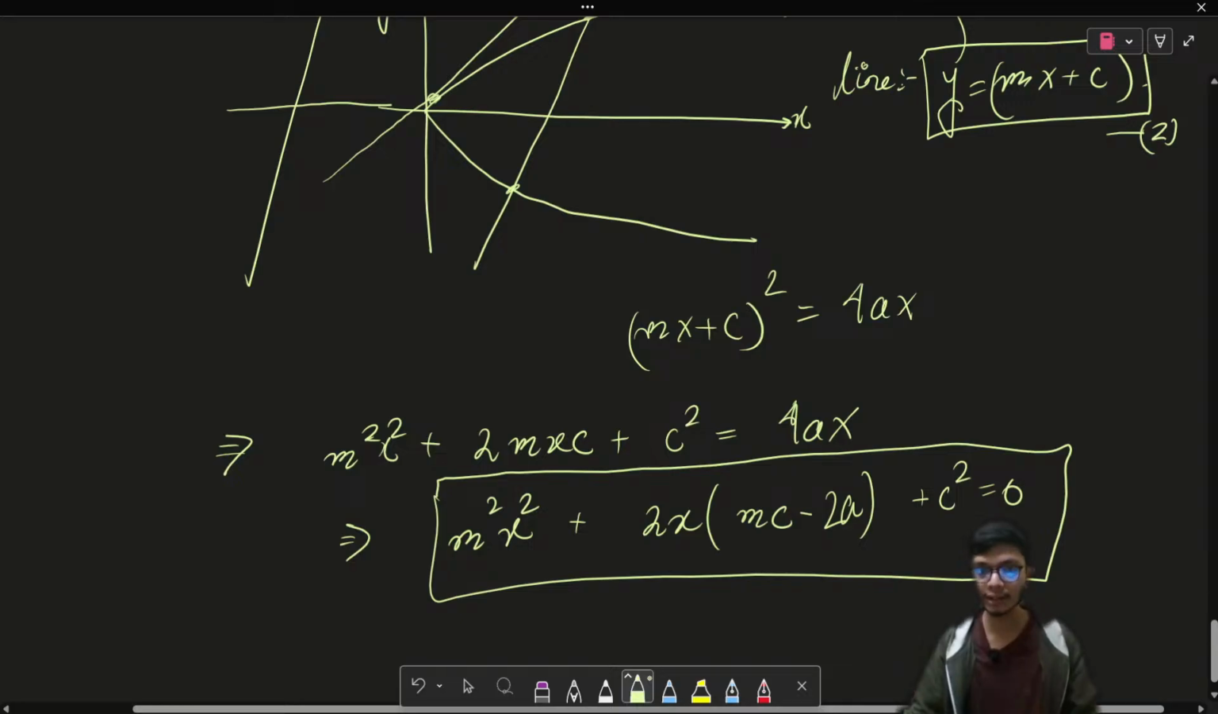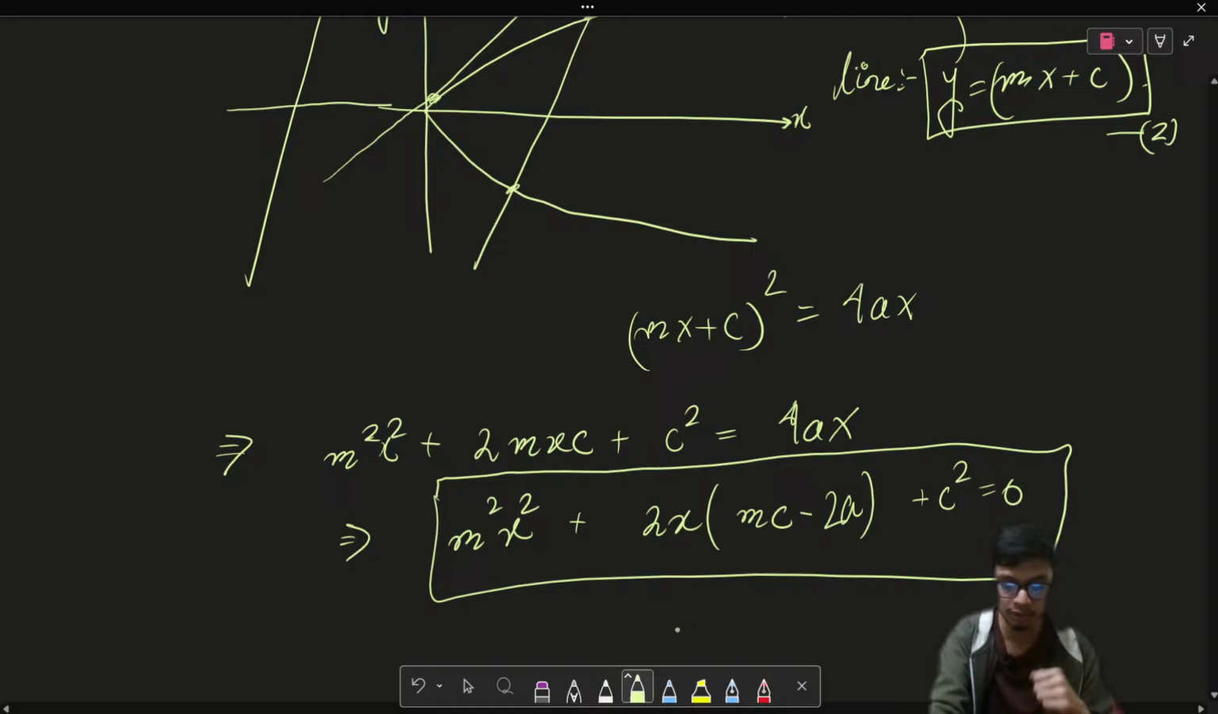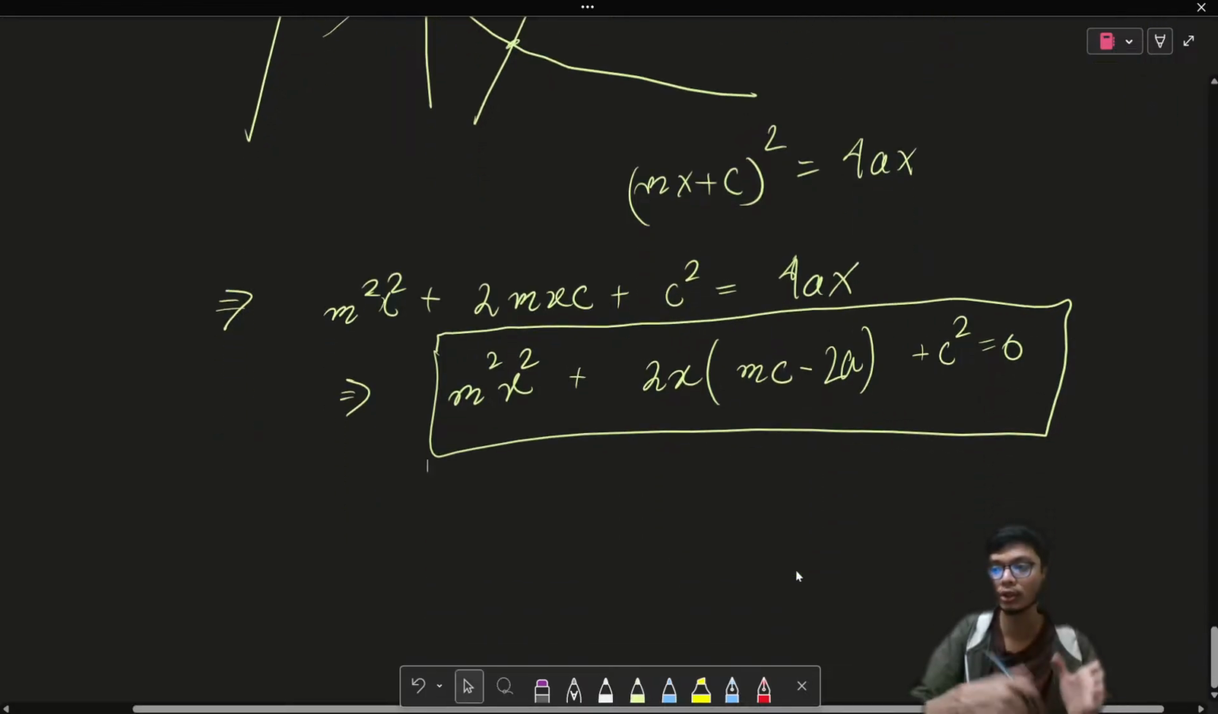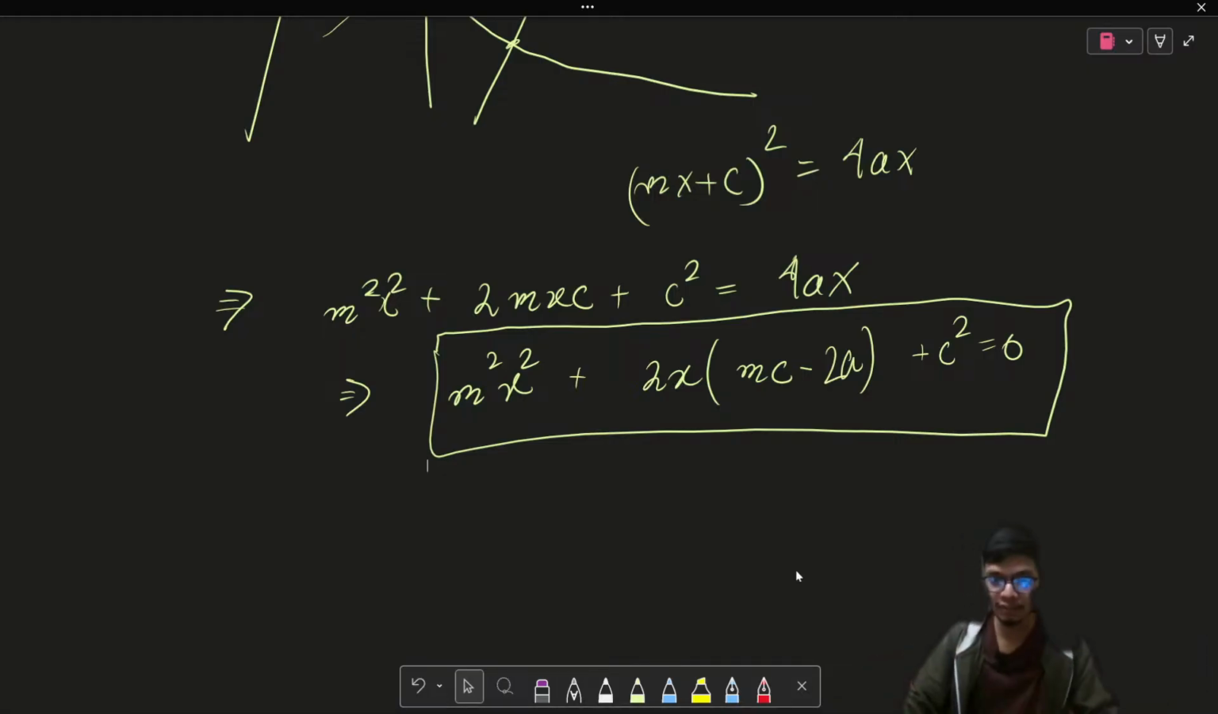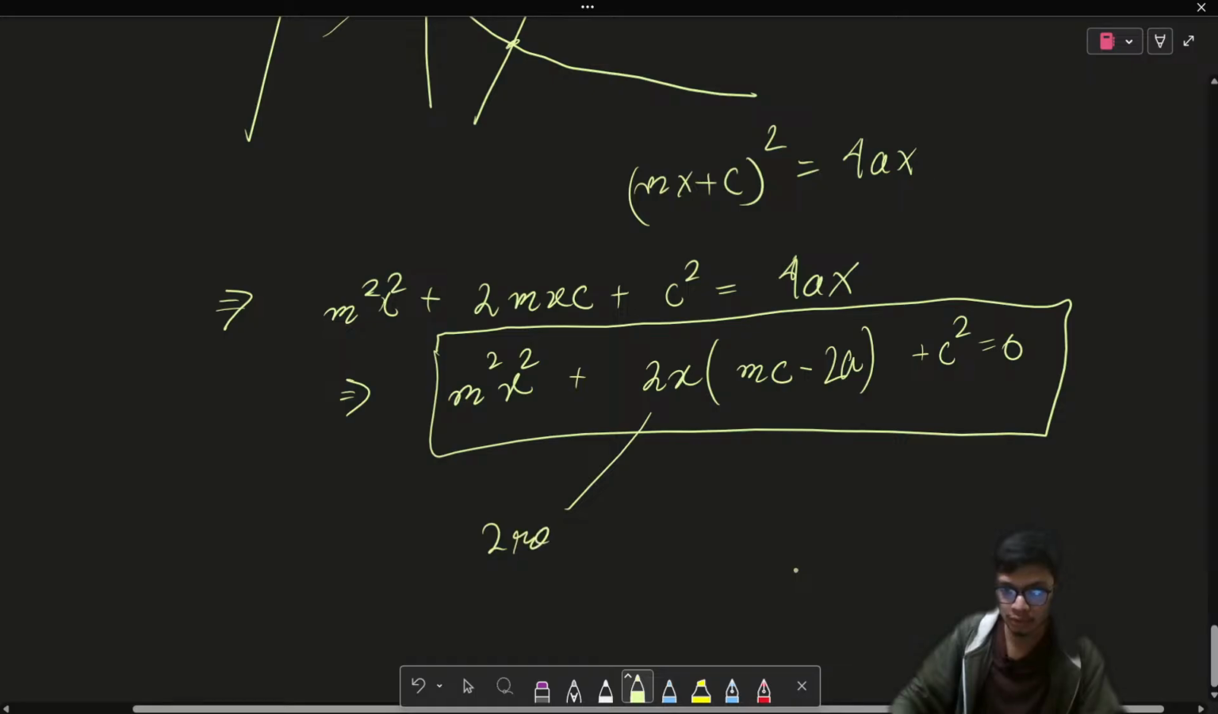This quadratic in x gives two values of x, and the roots of this quadratic equation actually correspond to the points of intersection of the line and the parabola. If in this case I have two roots, that is when the discriminant of this quadratic is greater than 0, then this line is nothing but a chord.